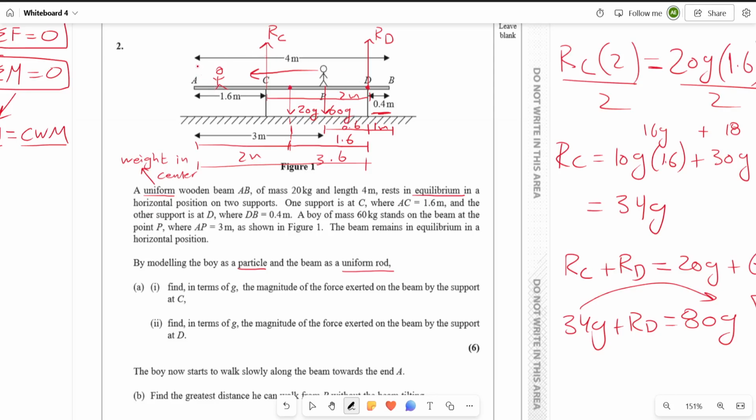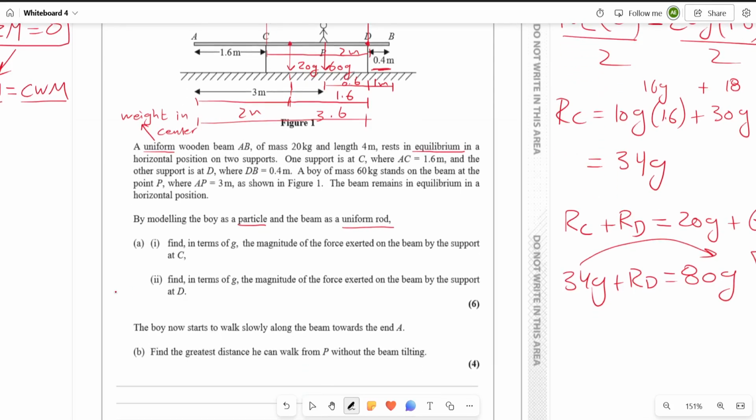Imagine on the seesaw, when you stand on the end of the seesaw and you have a great force, it's going to make this whole thing rotate this way, right? It's going to make this whole thing rotate that way. So this is going to happen. So what we want to know is what's the maximum distance he should walk so that we will stay in equilibrium. This is the question in part B.